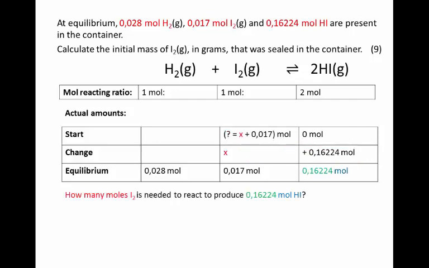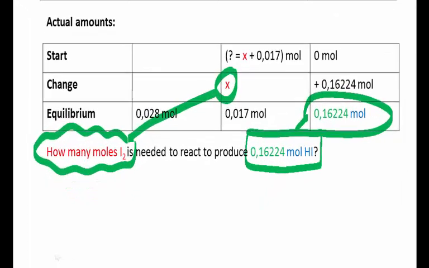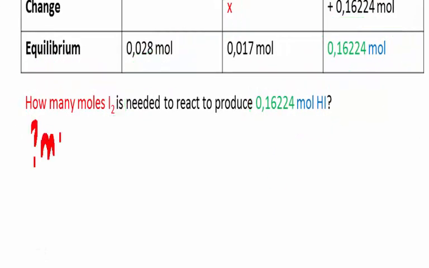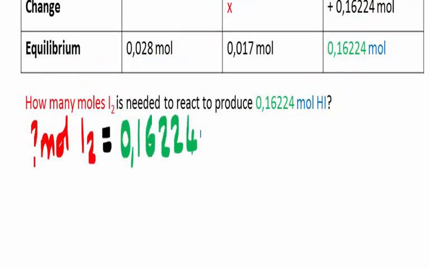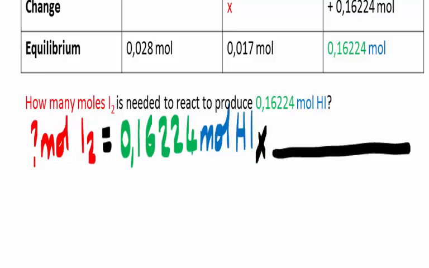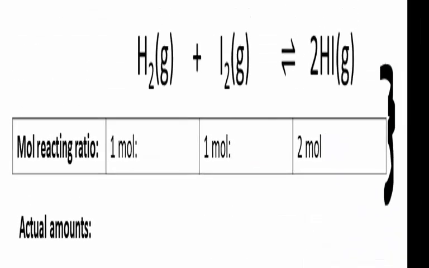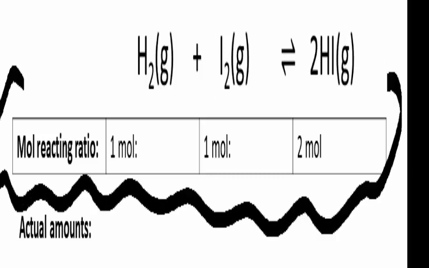So we write ourselves another sub-question. How many moles of iodine were needed so that we could produce so much hydrogen iodide? How many moles of iodine are needed to produce 0,16224 moles of hydrogen iodide? We know we must multiply this by a reaction ratio, a conversion factor, which comes from what we know about the mole reacting ratio. We know that 1 mole of hydrogen reacts with 1 mole of iodine to produce 2 moles of hydrogen iodide.